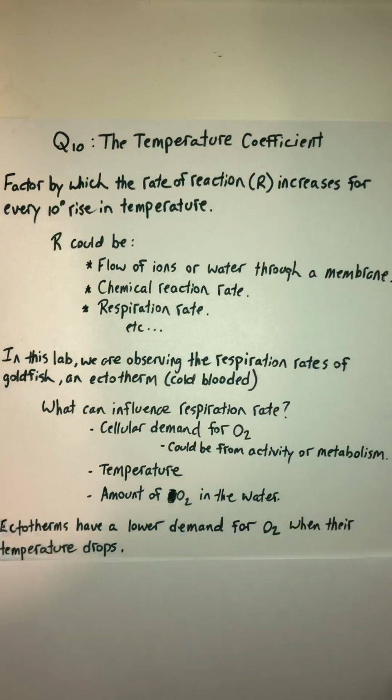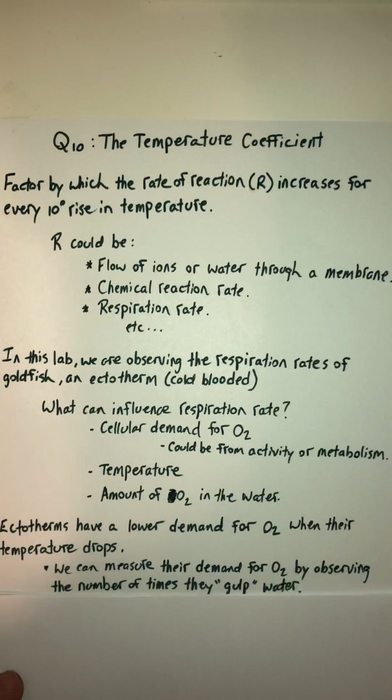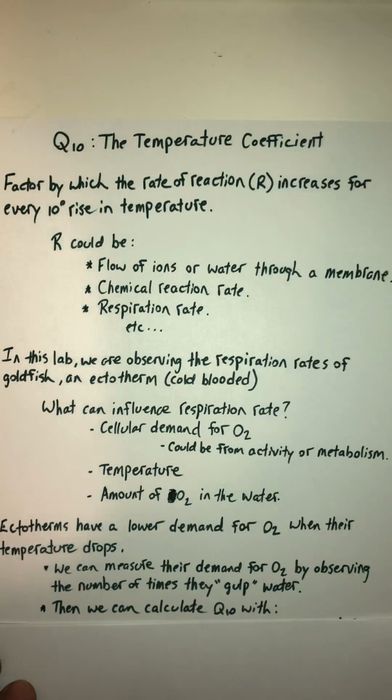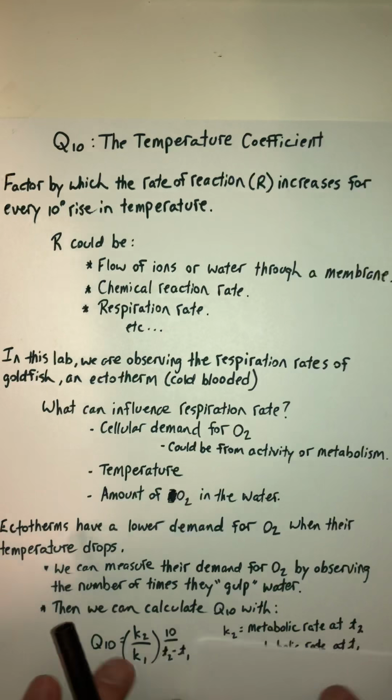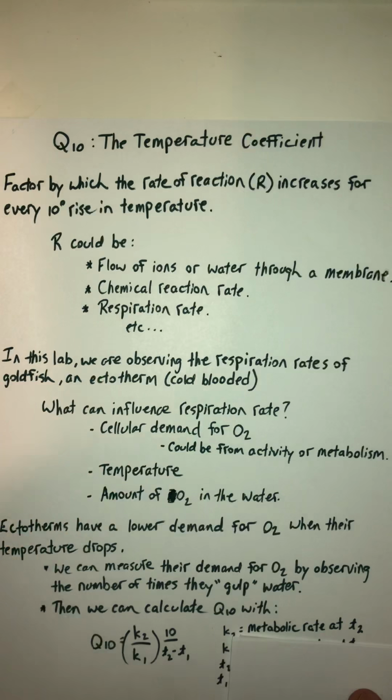So when the temperature drops, ectotherms have a lower demand for O2, and we can actually measure that. We can look at how many times they're gulping water in to get water across their gills for oxygen uptake. So we can calculate Q10 based on how many times they're gulping. And so this is what it would look like. So here's the equation that was on that equation sheet, and here's what all the variables mean.